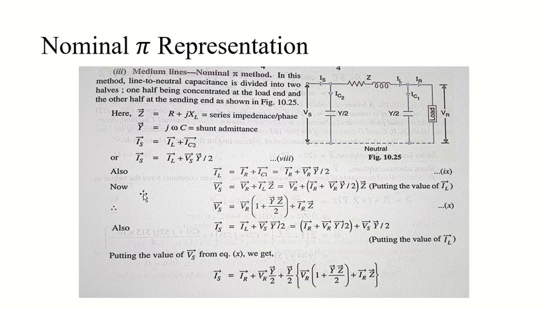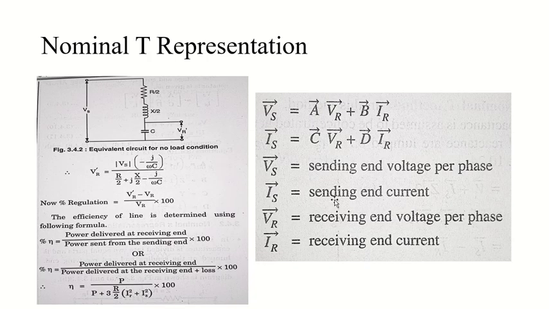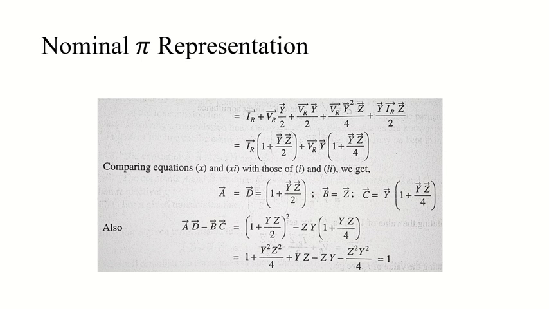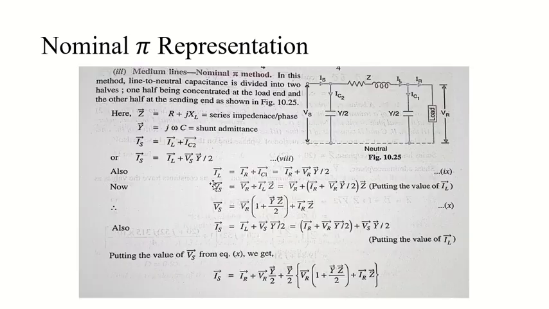So to find the values of a and b, here we have the formula of Vs is equal to Vr into 1 plus yz by 2 plus Ir into z. So in the formula of Vs, the multiple of Vr is called a and the multiple of Ir is called b. Let's just verify it. The multiple of Vr is a, right? Correct. And the multiple of Ir is b. So again, we find the values of a and b: the value of a will be 1 plus yz by 2 and the value of b will be z.